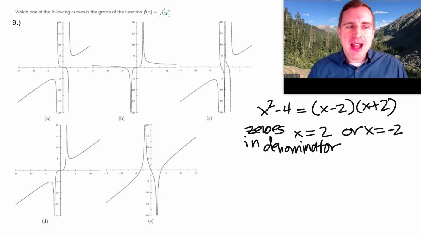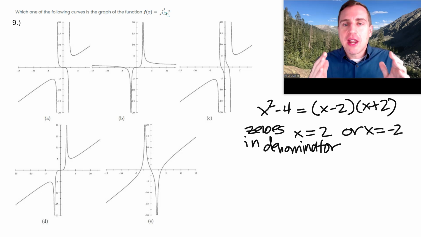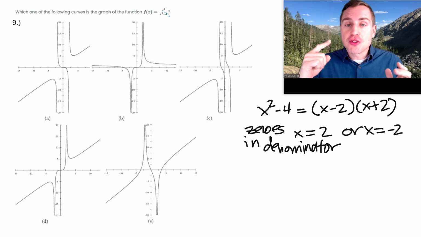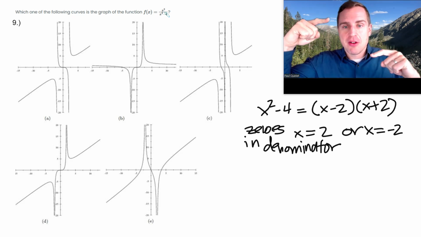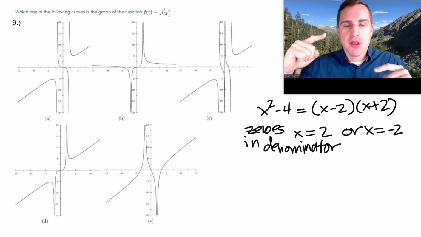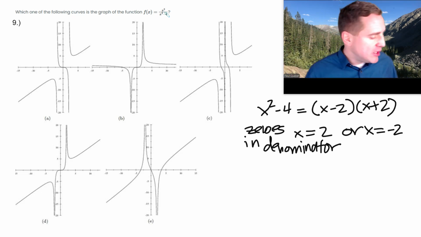So believe it or not, I think that we are going to get a slant asymptote, not a horizontal asymptote. That only occurs when the numerator is 1 power higher than the denominator. Exactly 1 power higher. Okay, so how do we deal with this?